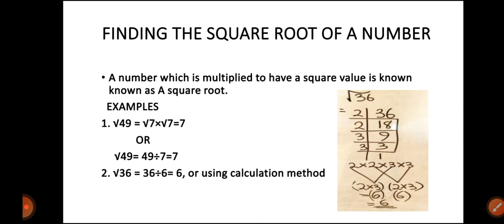Just like when we're looking for the LCM of a number, we say 36, 2 can divide 36 into 18, 2 can divide 18 into 9, 2 cannot divide 9 again, so 3 divides 9 into 3, and 3 divides 3 into 1. So now we have two 3s and two 2s. You take one of each and multiply them. Whatever you have gives you the root of 36. Now we have one 2 and one 3, which gives 6. So 6 becomes the square root of 36.